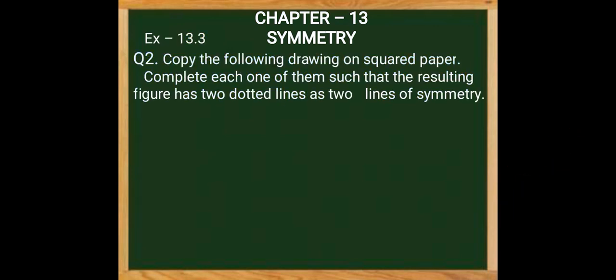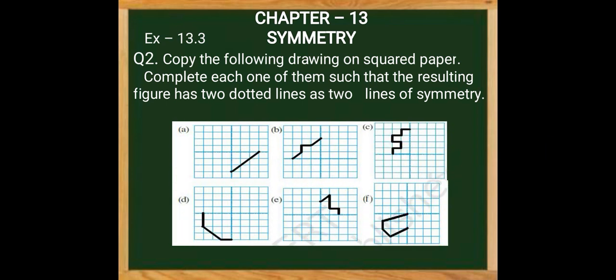Now let's work further with this exercise, and the next question is: complete the following drawings on squared paper. Complete each of them such that the resultant figure has the dotted lines as two lines of symmetry. We have this as the figure, and further they are asking, how did you go about completing the picture? That means you have quite a big amount of things to be dealt with here.